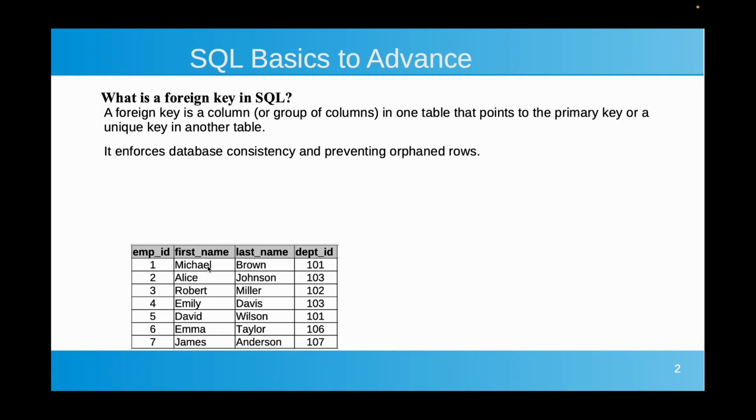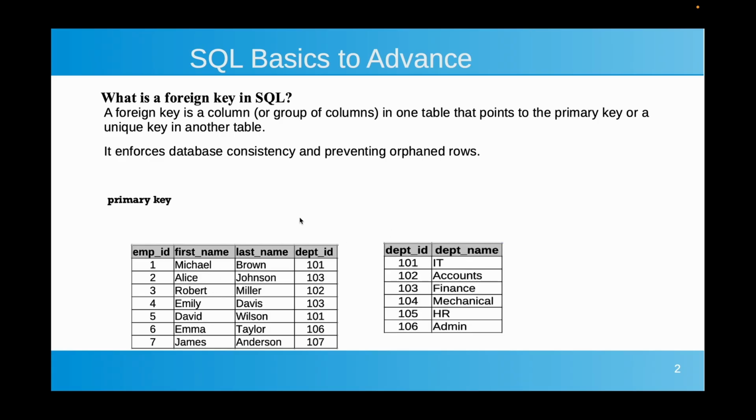So suppose this is our employee table and this is our department table, and here employee ID is the primary key in the employee table and department ID is the primary key in the department table. Therefore, we can create department ID as a foreign key in the employee table. In this way, it is dependent on the department table. So let's do some hands-on and see how we can create a foreign key and the ways to create it.